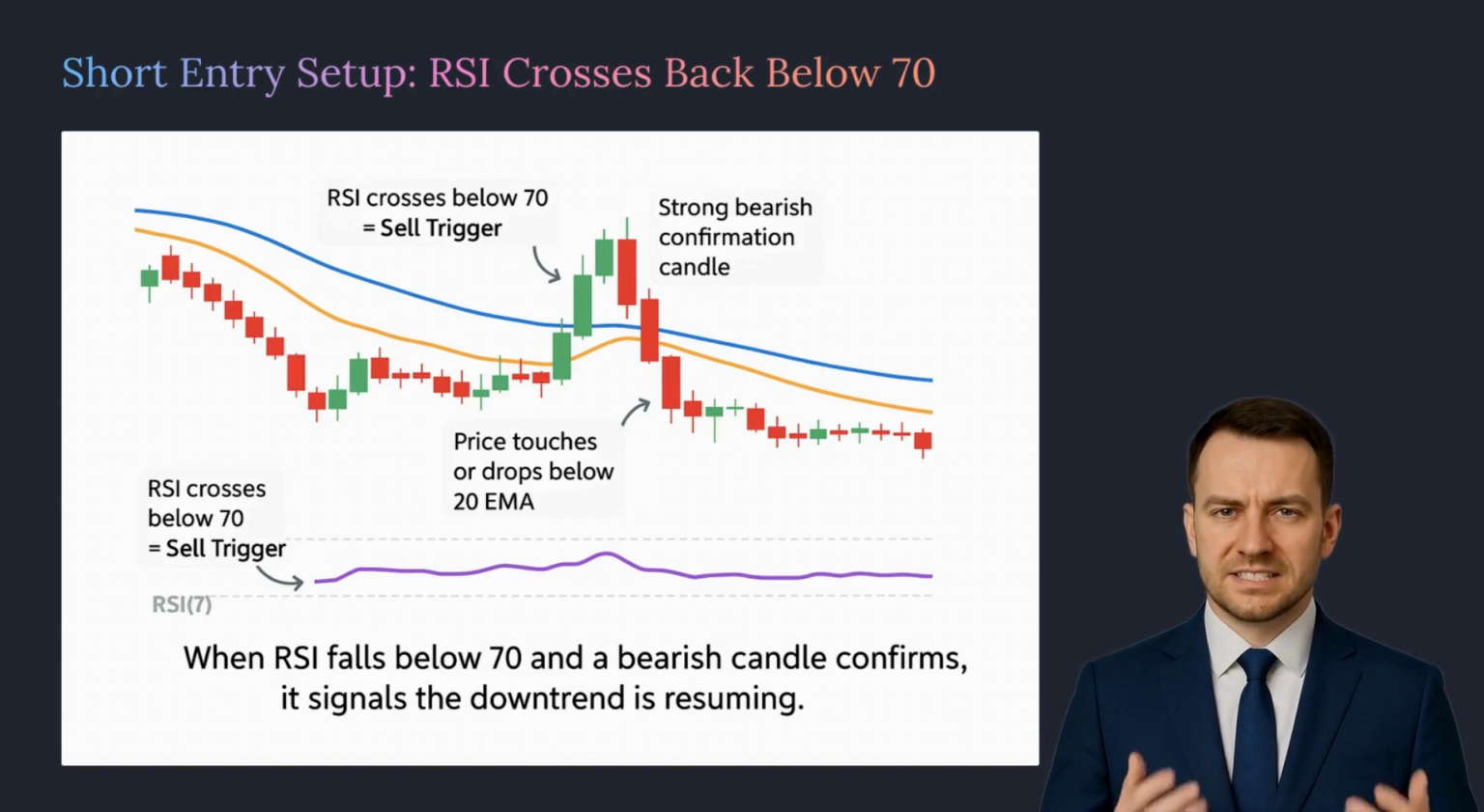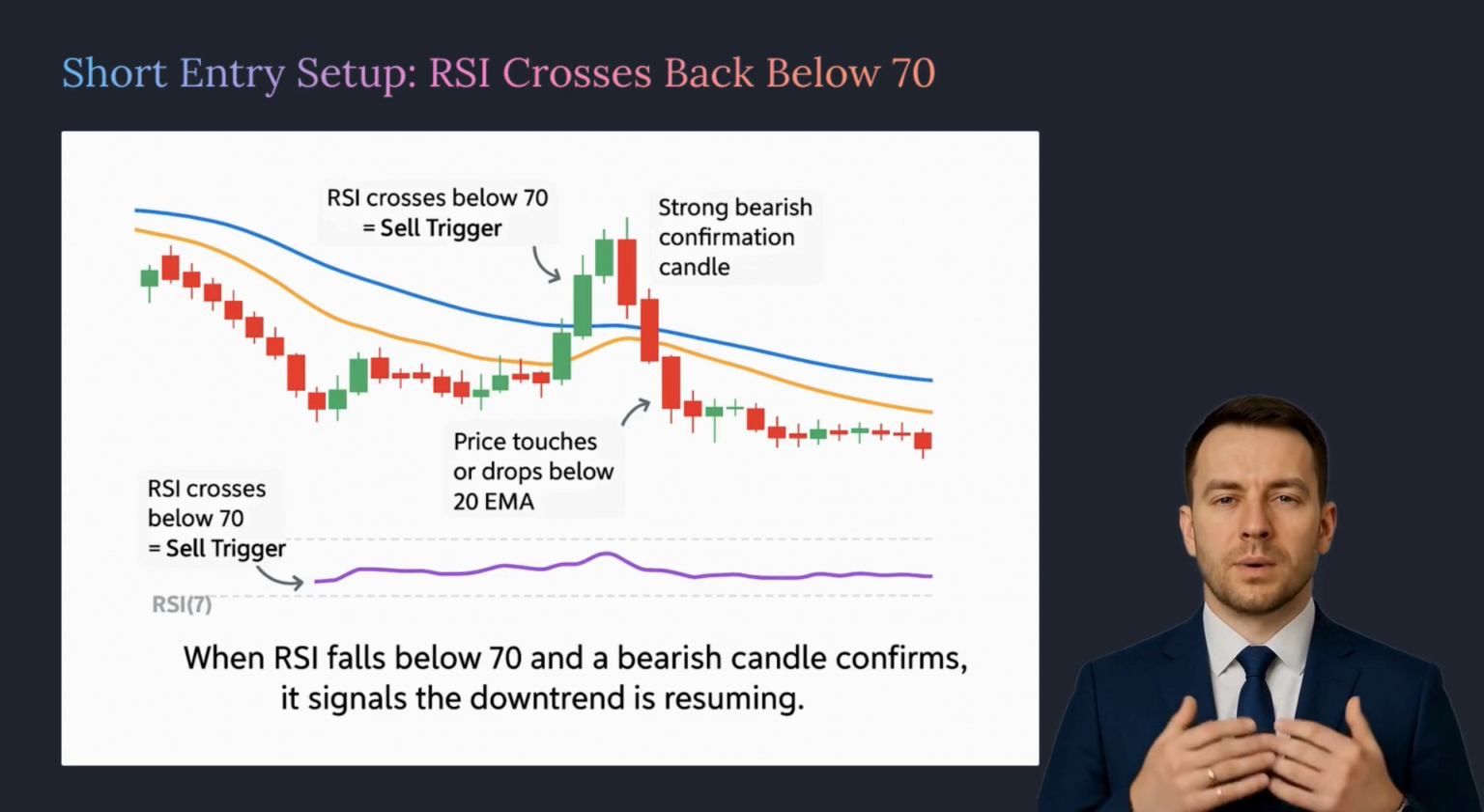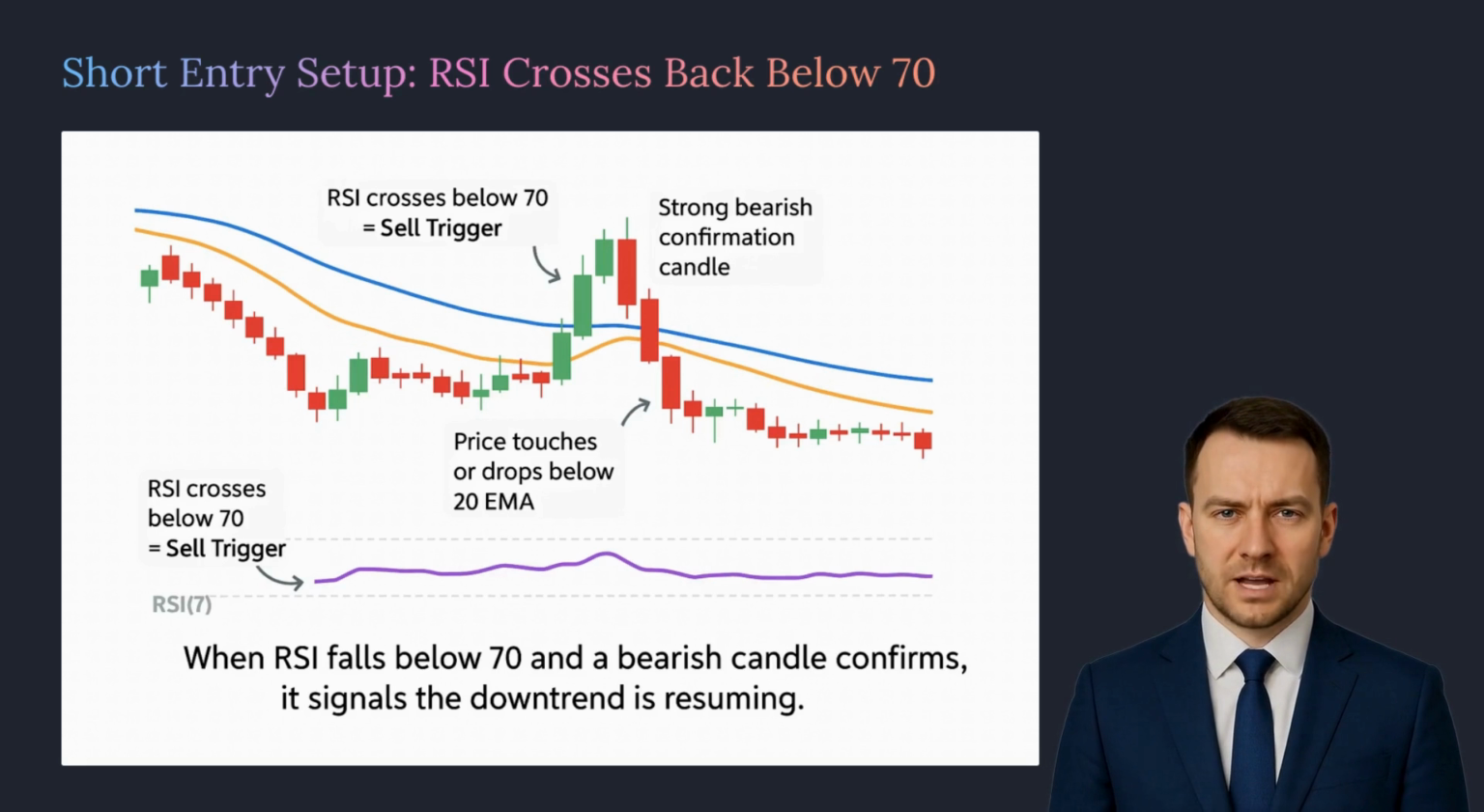Short entry, sell. After RSI has been above 70, wait for RSI to cross back below 70. The down cross of 70 indicates the overbought condition is fading and bearish momentum may be returning. By this time, you should see price stop rising and start to turn down. Look for at least one strong bearish candle to close as confirmation that sellers are reclaiming control.